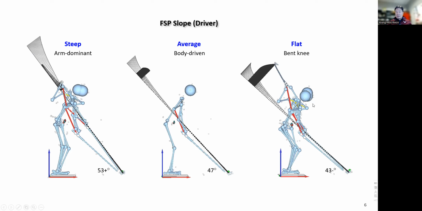And in the flat swing plane here, this is because the pelvis is collapsing, and it is mainly coming from this bent knee here. If you keep your knees bent all the time throughout the swing, that means you will not be able to push the ground that well. So in that case, you naturally have a flatter swing plane. So basically, the slope reflects the swing characteristics of the golfer. The slope is basically a function of swing pattern.